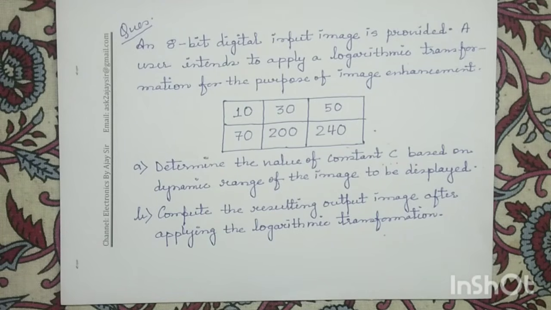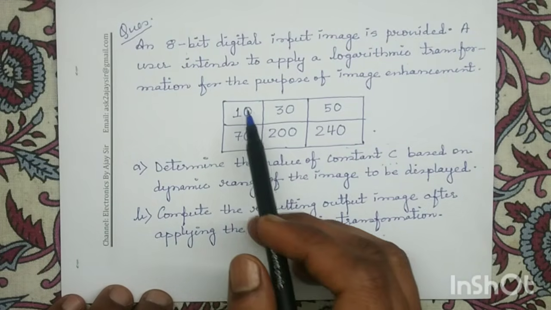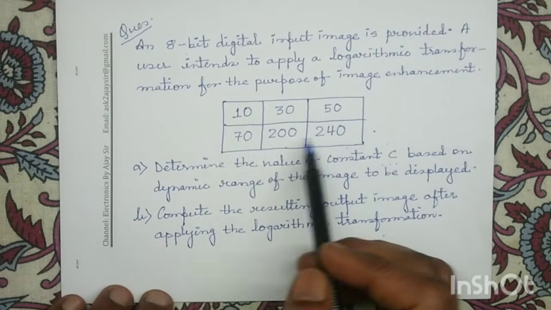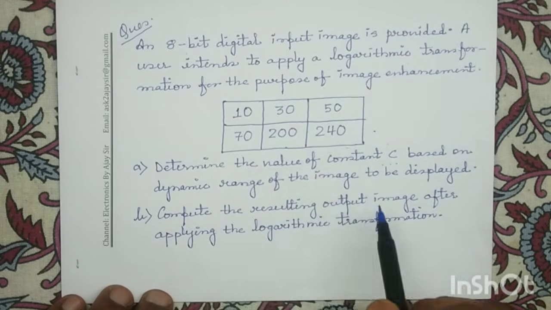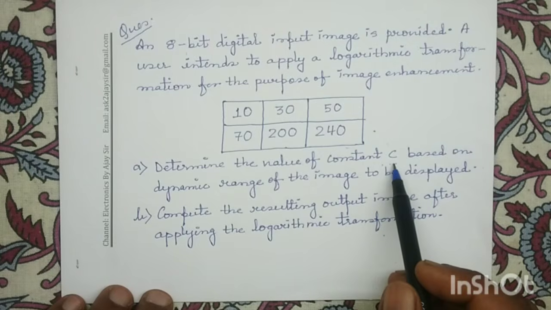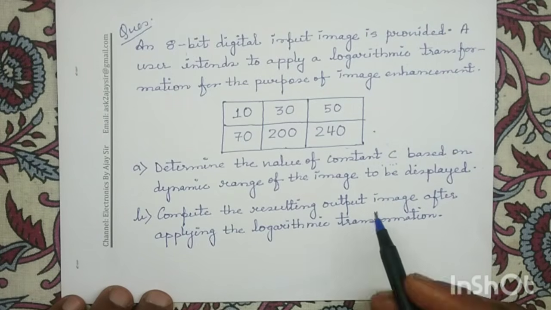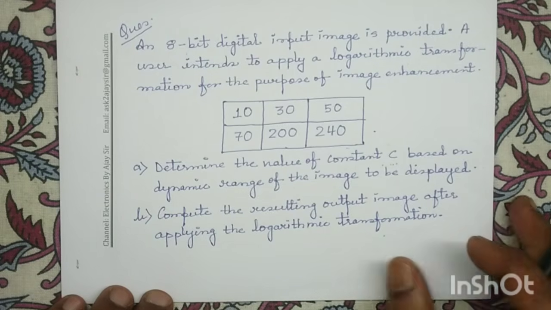Good morning all. Today we will solve a numerical question on logarithmic transformation. An 8-bit digital input image is given to us, and on this given digital input image we have to perform the logarithmic transformation. For the same, first we have to determine the value of the constant c, and then after we have to perform the logarithmic transformation. So let us solve this question.